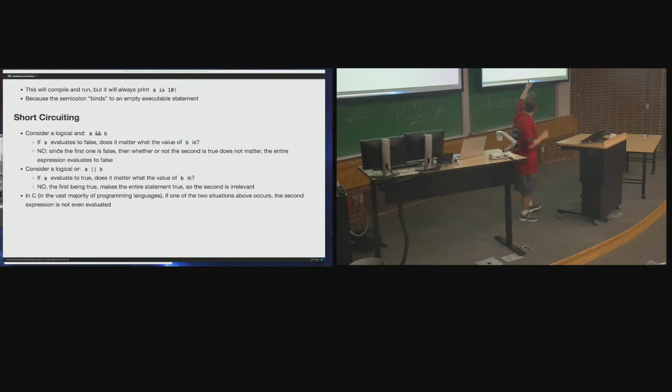If A evaluates to false, does it matter what the value of B is? No, because false and true is going to be false. False and false is going to be false. No, since the first one is always false, whether or not the second one is true or false, the entire thing is going to be false. So we don't bother looking at B at all. It does what's called a short circuit.